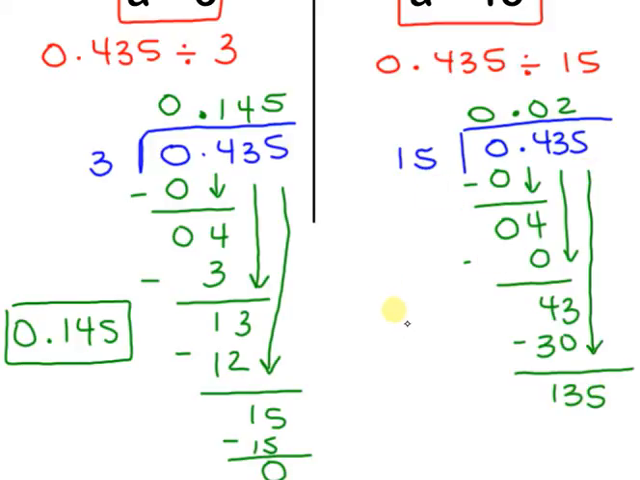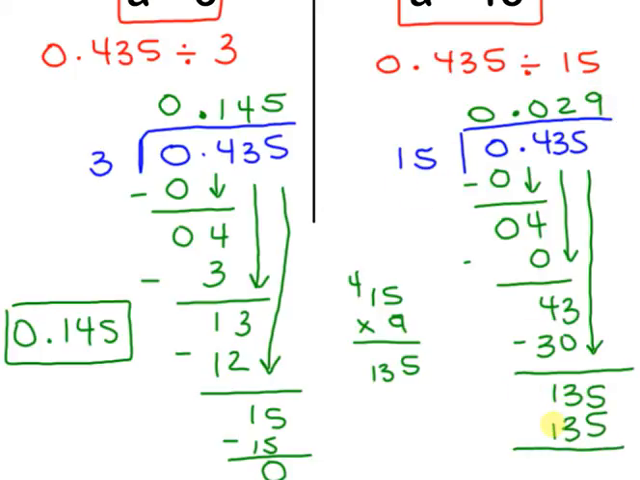And then let's see, 15 goes into 135. Let's try this a couple different ways. Let's try, nope, not times 8. Let's try times 7. Nope, let's try times 9. 45, yep, 135. So it goes in 9 times. 9 times 15 is 135. Subtract, and you have 0. And so your answer to this problem is 0.029. Okay?